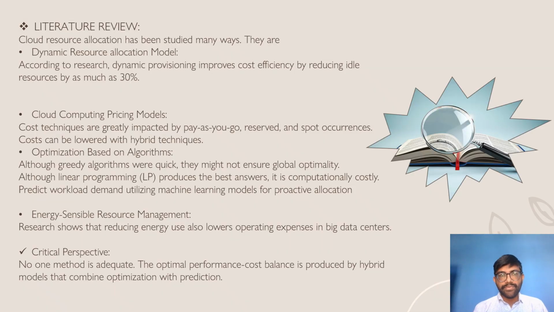The next one is the literature review. In this literature review, we have to study many of the ways, like the dynamic resource allocation model. This is one type of model that improves cost efficiency, reducing the cost. In the cloud, we have storage and networking, and we have to decrease the cost. According to my research, dynamic provisioning improves cost efficiency, with costs reduced by 30%.